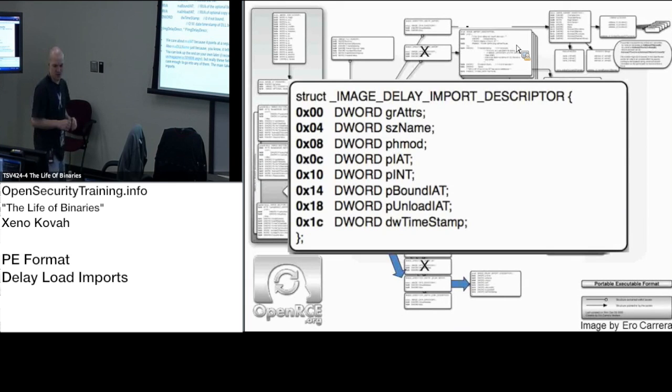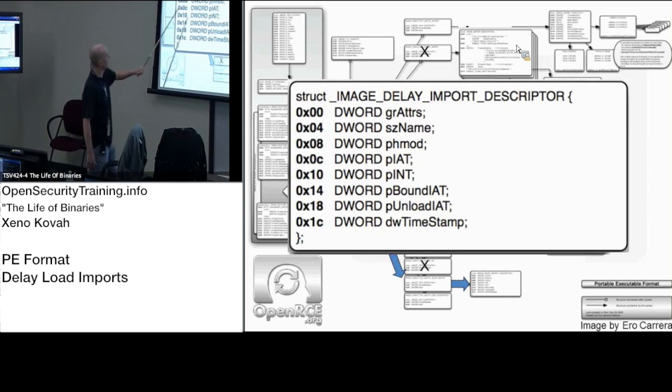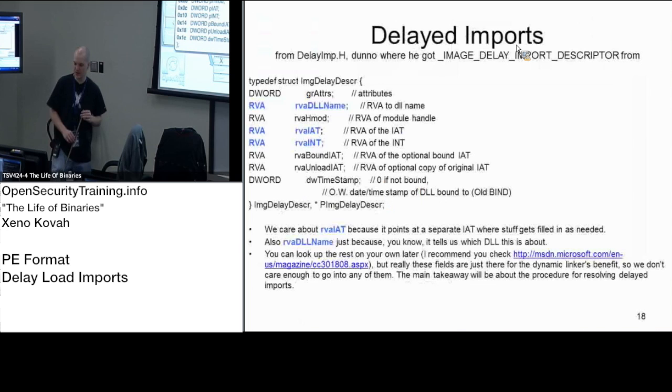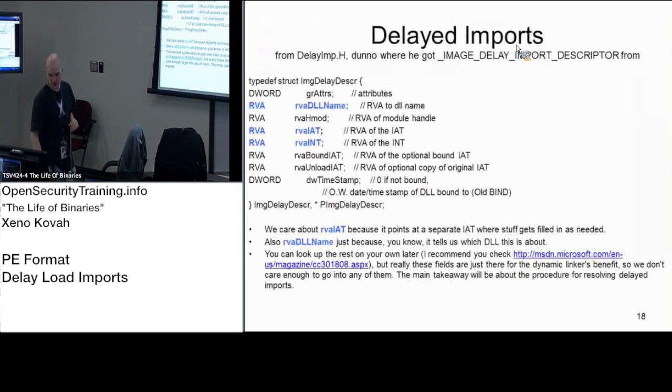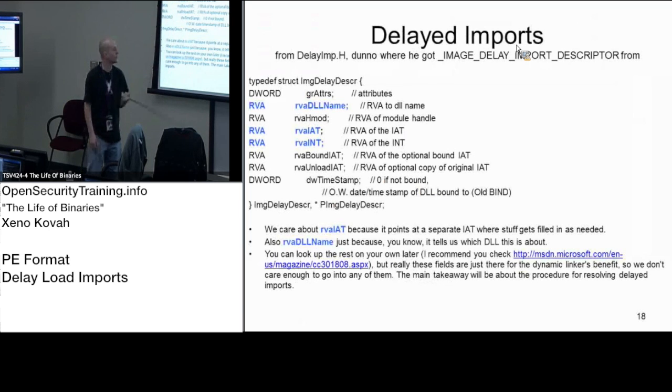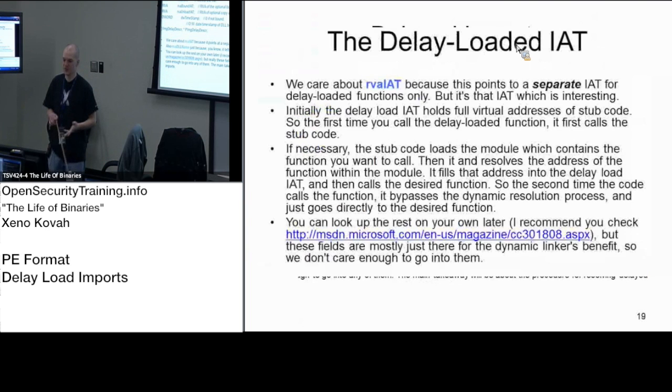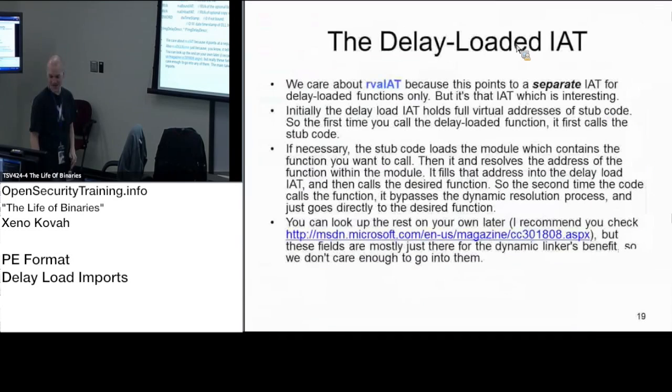Yeah, and so in the original Errol Carrera slide, he calls this image delay import descriptor, but there's no such thing defined in winnt.h. The only thing I've seen defined is delayimp.h, and it has this particular data structure. So we're just going to call it delay load import descriptor anyways. But, all right, let me see if I have a picture like that.